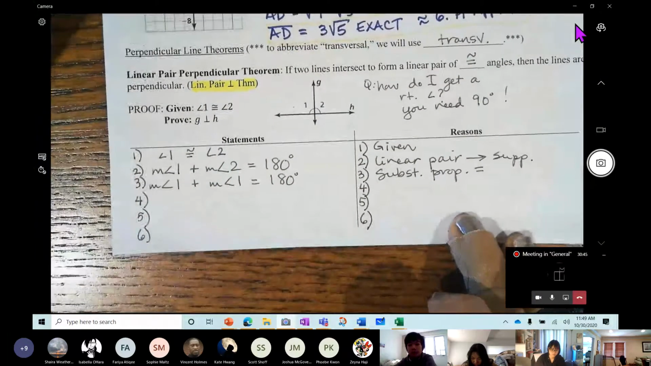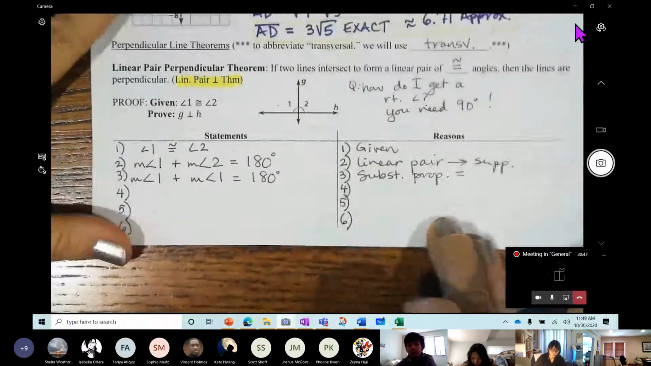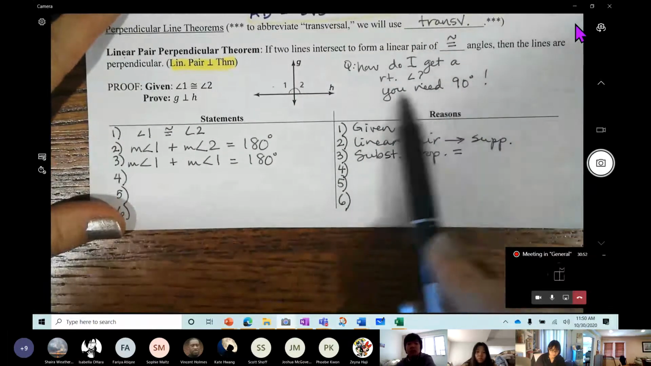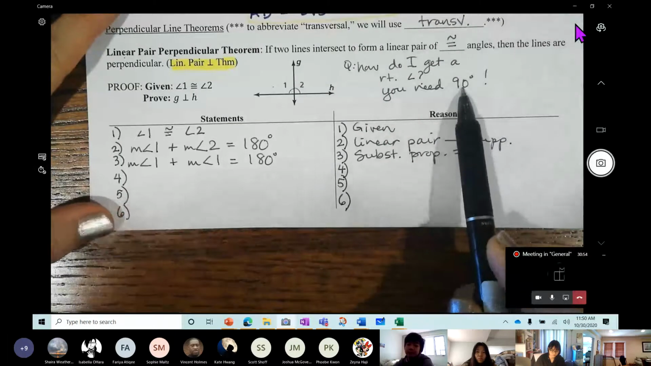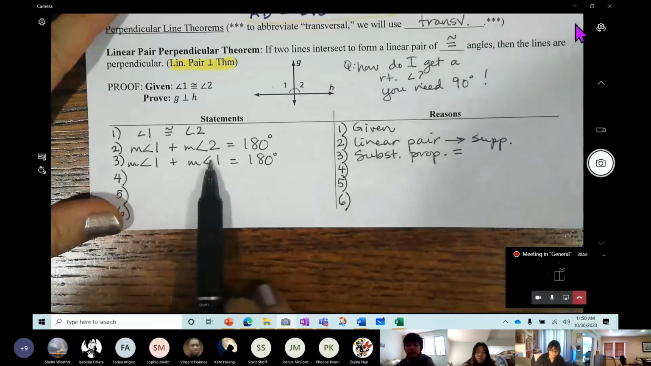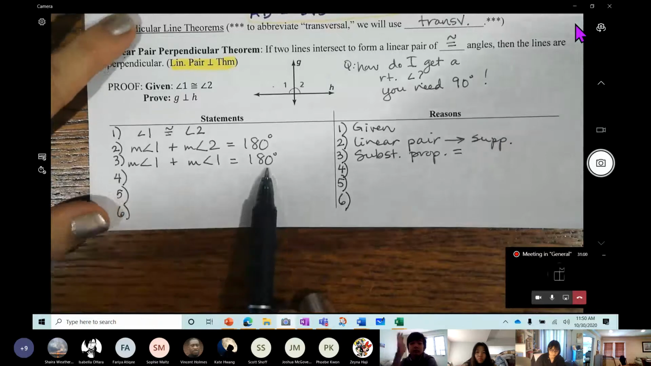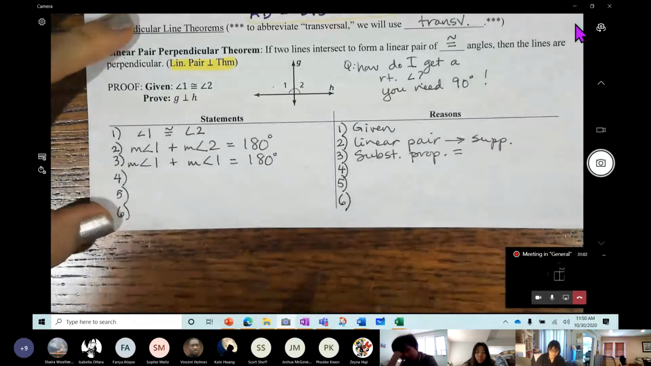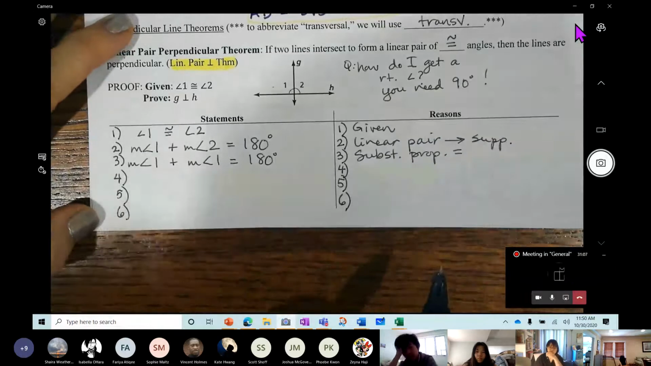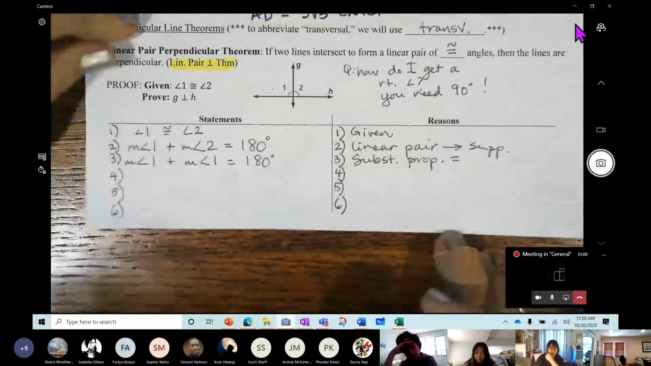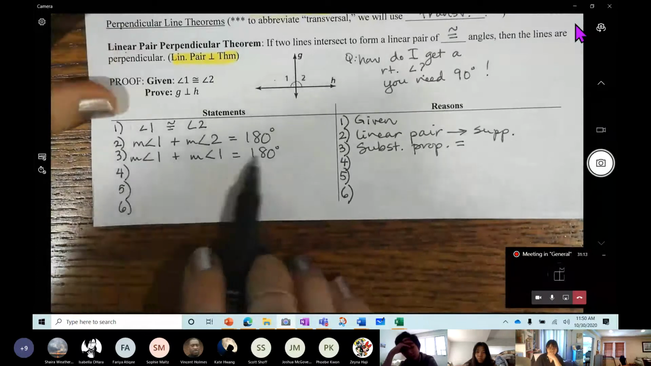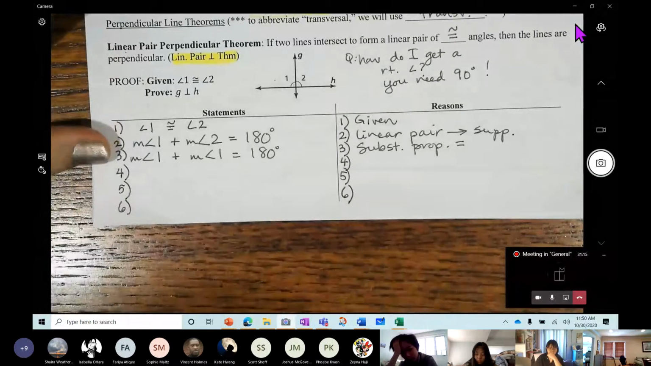Now this is the part where I'm hoping some of you are getting to thinking. I want to get to where I have an angle equal to 90 degrees. And right now, I have the measure of angle 1 plus the measure of angle 1 equals 180. So what could I do next? What can I do? That's the question. I've got a bunch of postulates, you've got theorems. What can you do with this line to get to the next one?